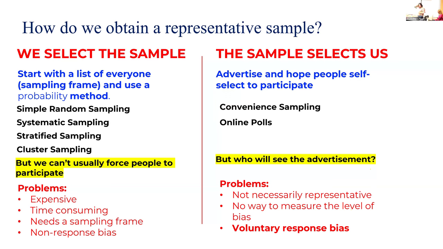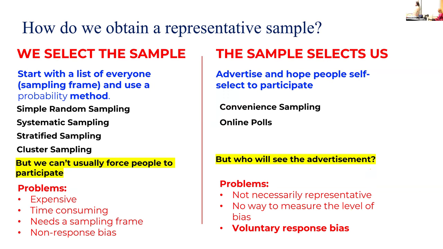The problem with probability samples is that they are usually very expensive and very time-consuming. No one really has the data. Nobody has a perfect list with everyone's details in it, except maybe the ABS or the tax office. And we still have that issue of non-response bias.